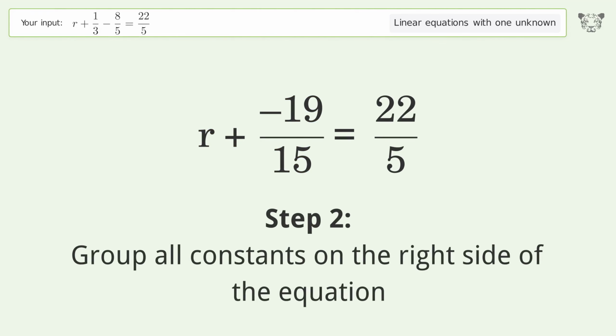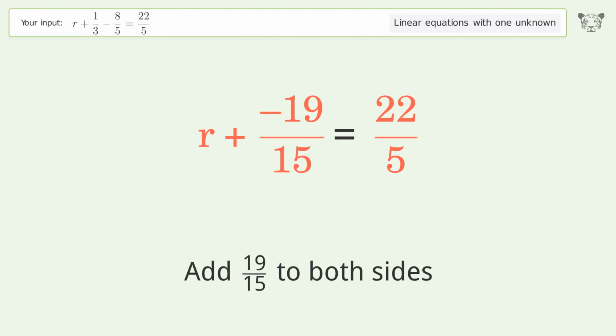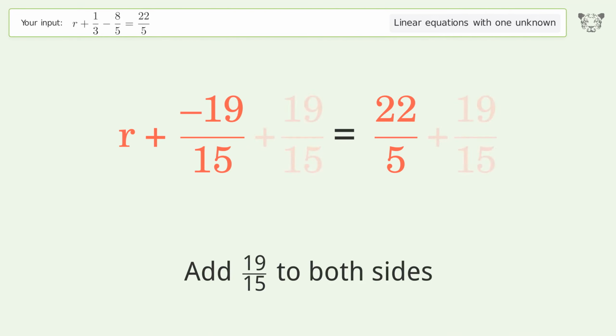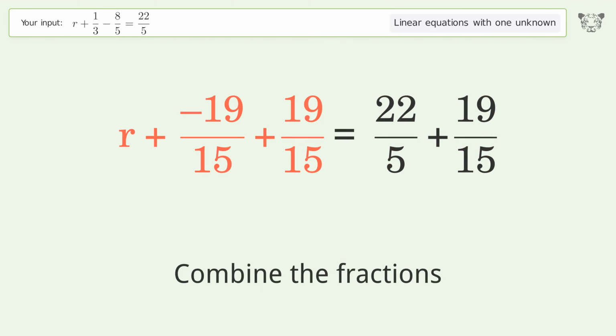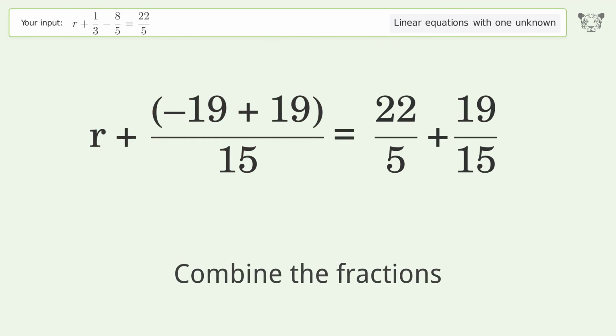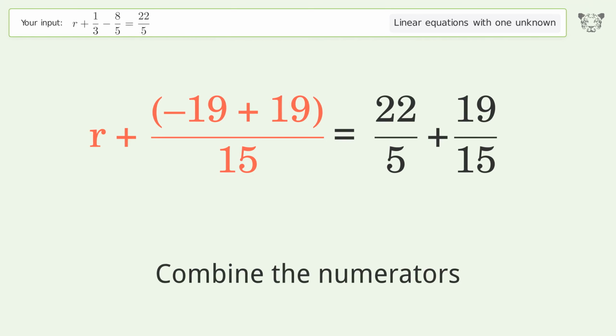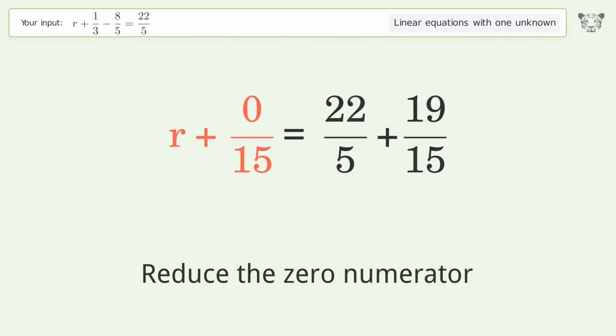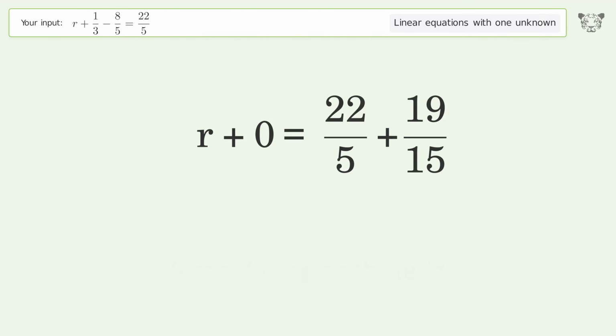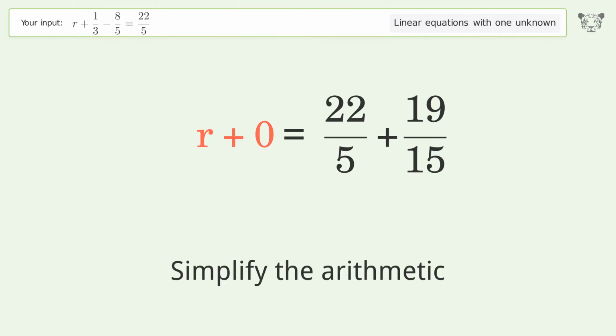Group all constants on the right side of the equation. Add 19/15 to both sides. Combine the fractions. Combine the numerators. Reduce the zero numerator. Simplify the arithmetic.